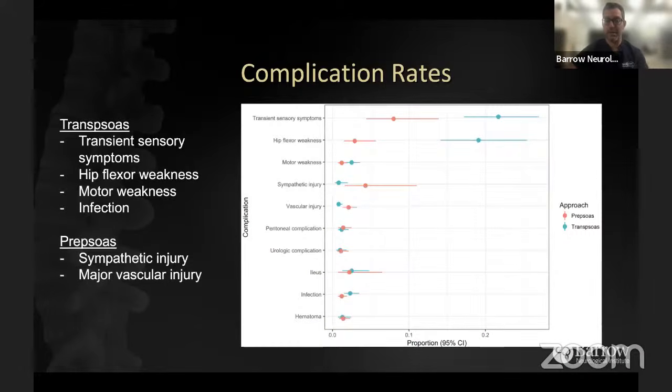So again, these data are shown here in this forest plot. For the trans-psoas studies, transient sensory symptoms, transient hip flexor weakness, and permanent motor weakness, as well as infection, were all higher in the trans-psoas group, and the sympathetic injury and major vascular injury were greater in the pre-psoas group.